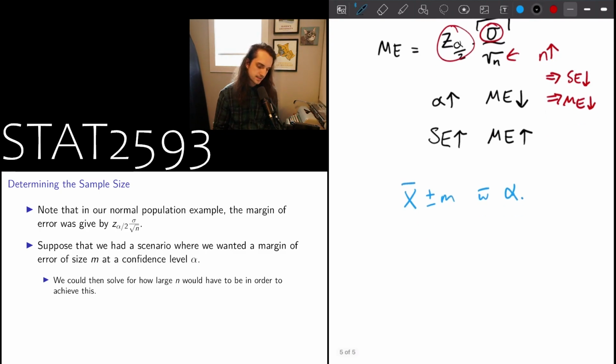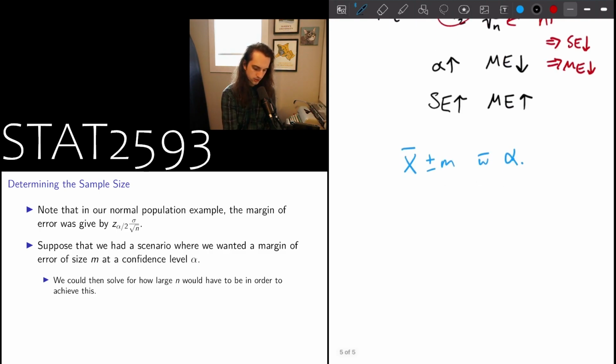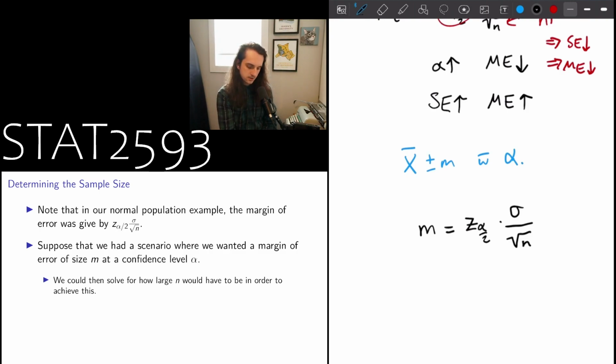And the nice part is that at least in this situation, we can actually just do this calculation, right? Because what we're saying is we want m to equal z alpha over 2. We've defined what alpha is, so this is just some value. We're still assuming that sigma is known. Divide that by the square root of n, right? And so if we want the margin of error to be at most our value of m, then we want to say m is greater than or equal to this value.